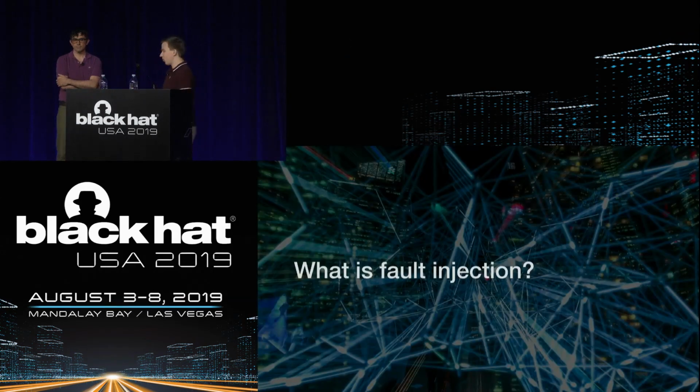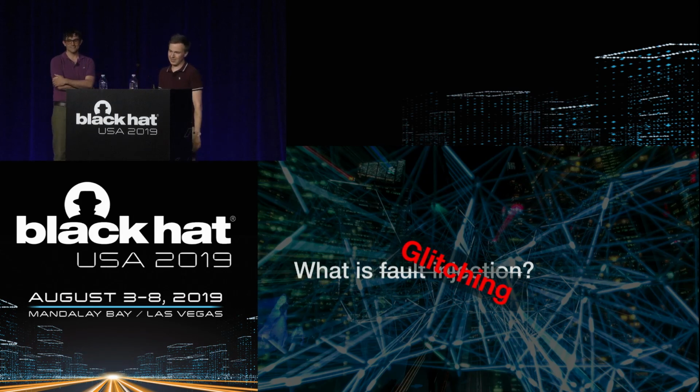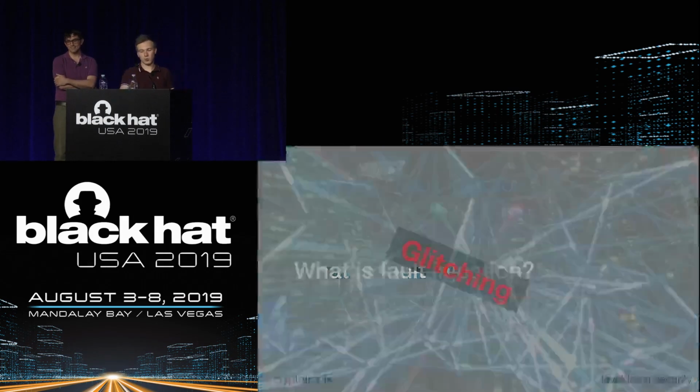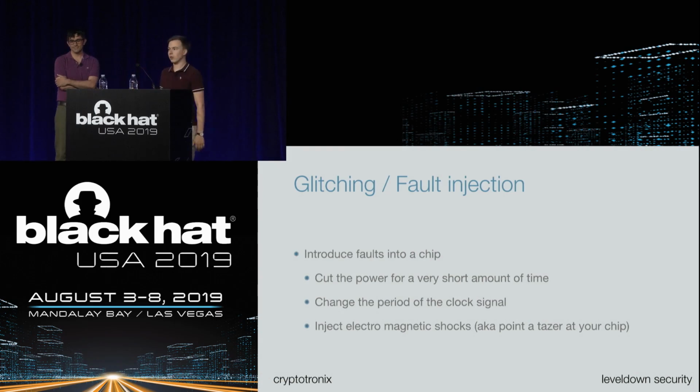So to start off, what is fault injection? Fault injection is a term mainly used by professionals. We in the hacker community just call it glitching. And the idea behind glitching is you basically introduce faults into your chip. For example, you cut the power for a very, very short amount of time and see how the chip behaves. You change the period of the clock signal, or if you're Colin, you start injecting electromagnetic shocks, basically pointing a taser at your processor.